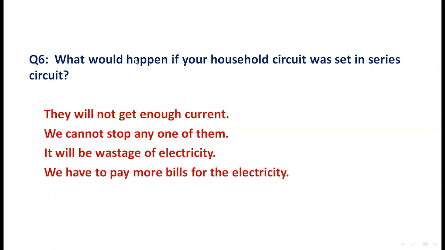Question number 6. What would happen if your household circuits were set in a series circuit? The answer is they will not get enough current. We cannot stop any one of them. It will be wastage of electricity and we will have to pay more bills for the electricity. This is your question number 6.